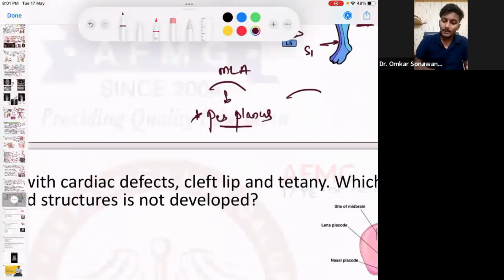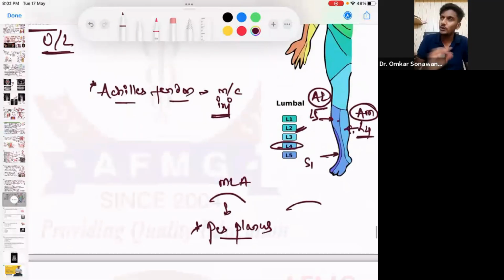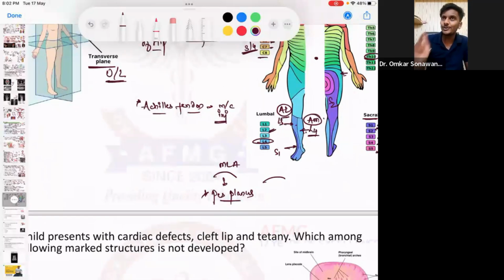So usually from tendo Achilles to medial malleolus, उसके बीच में हम palpate करते हैं posterior tibial artery को. ठीक है, no issues with this. Tendo Achilles is important. ठीक है, याद रखना. Strongest ligament, as I told you, iliofemoral ligament और Bigelow's ligament.